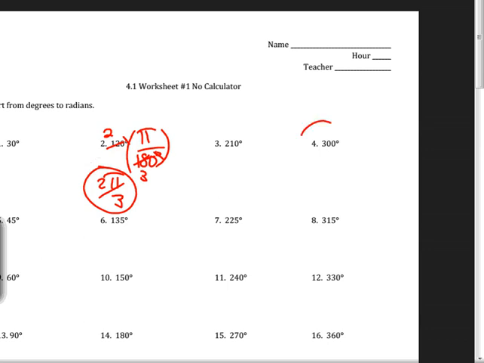All right, hit number 4 then, 300, same process, multiply it by either pi over 180 or 180 over pi. In this case, it's pi over 180, because I want the degrees on the bottom to cancel the degrees that are on the top.